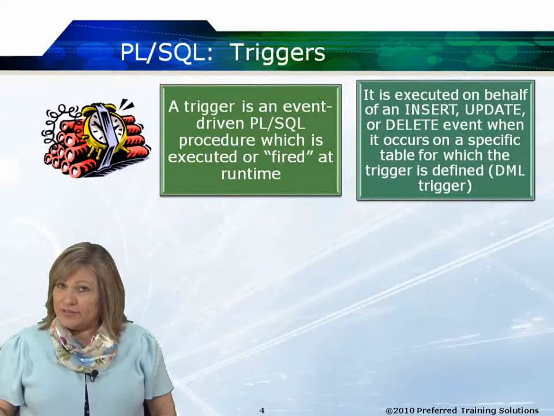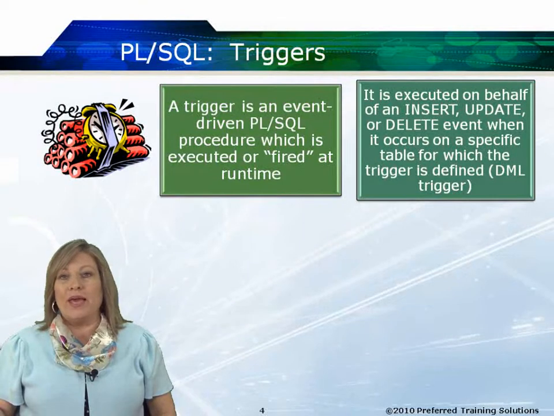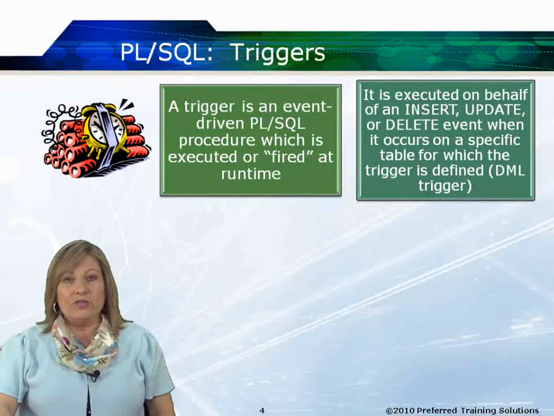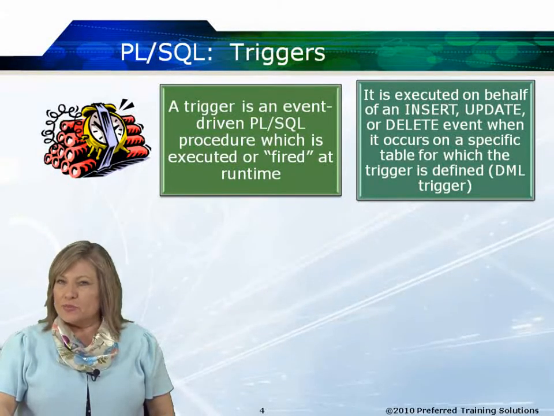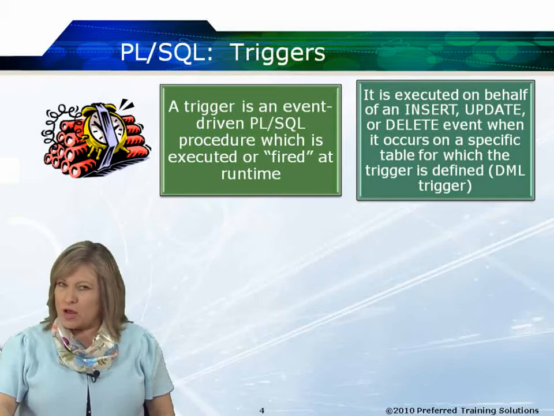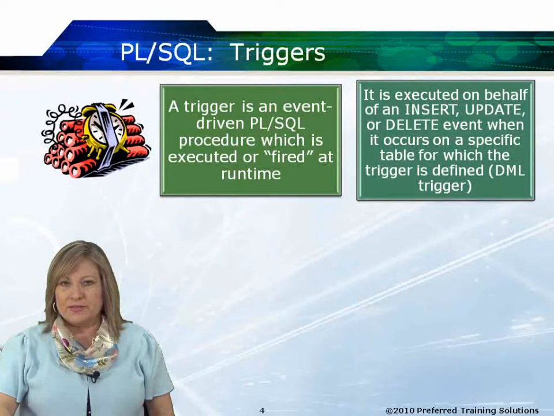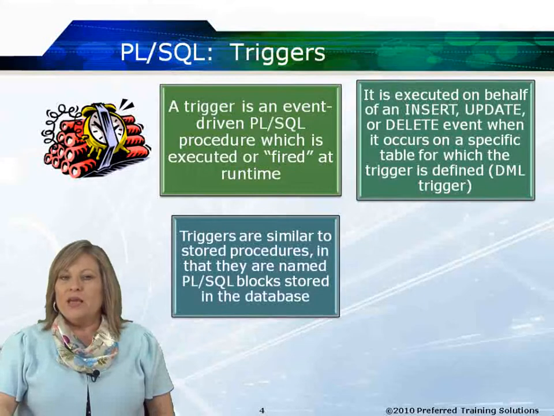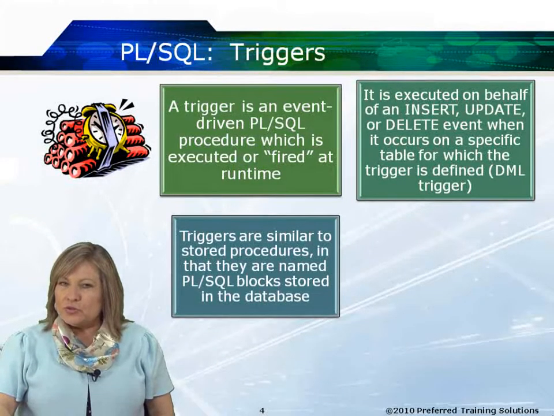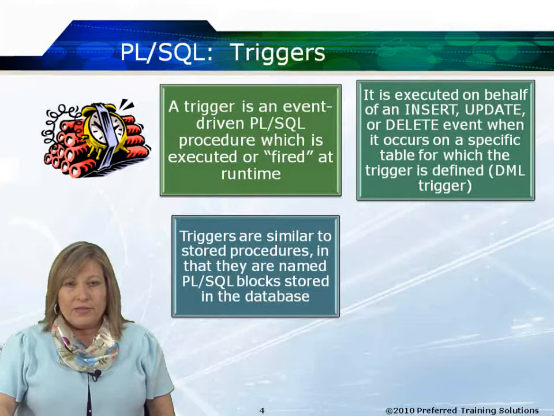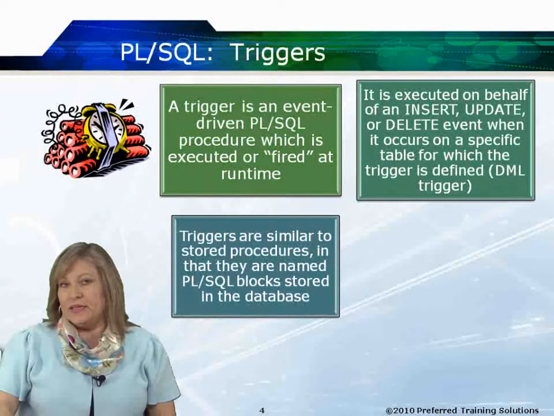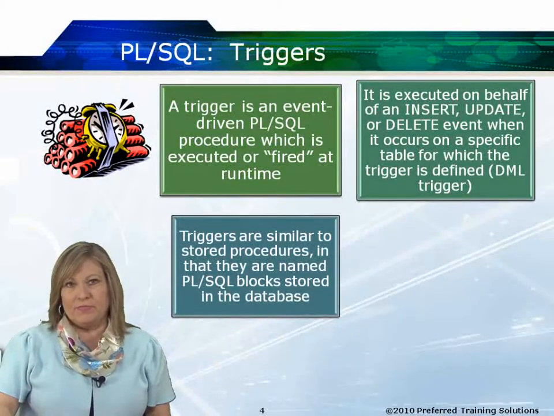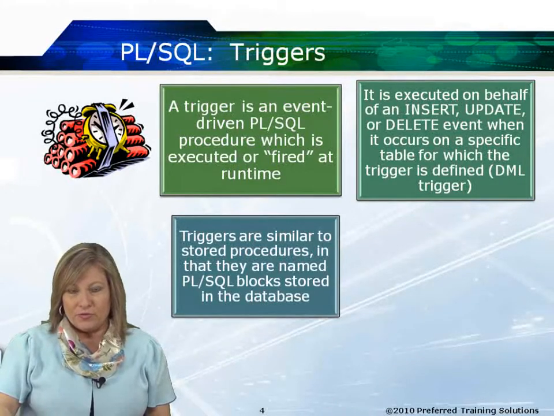Because it's event-driven, it's going to execute on behalf of an insert, an update, or a delete event when it occurs on a specific table for which the trigger is defined. That's what we call a DML trigger, and those are the most common types of triggers that we would have in our database. Now again, they're similar to stored procedures in that they have a name. They're stored in the database. Of course, they get all the same database advantages of being backed up and so forth as all your other stored procedures and functions.